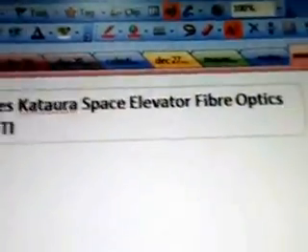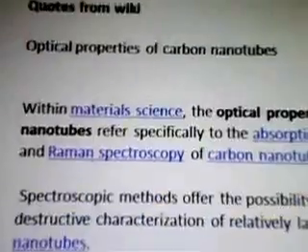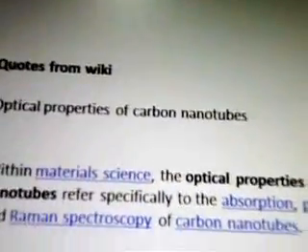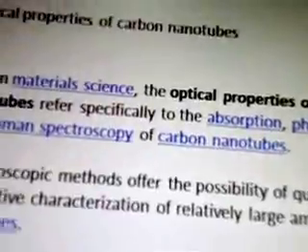Part 207. Again, you want to start with line 18O if you're going to be looking at the space elevator components. So this is line 18Q: carbon nanotubes, Kataura, space elevator, fiber optics, light absorption, Wow! SETI. So there's the alien radio signal. And quotes from Wiki, optical properties of carbon nanotubes. We're going to be using carbon nanotubes with the space elevator.